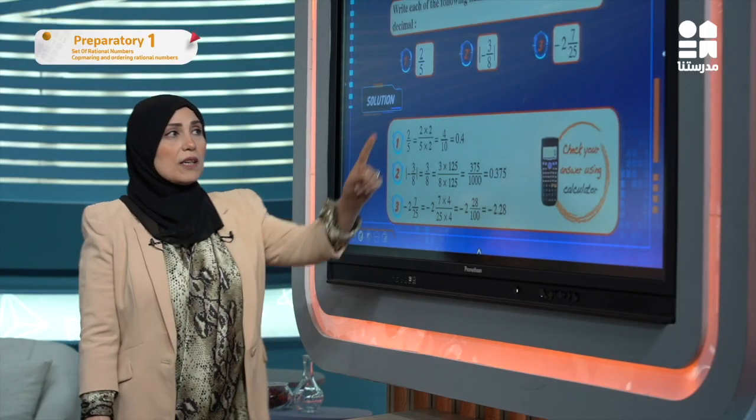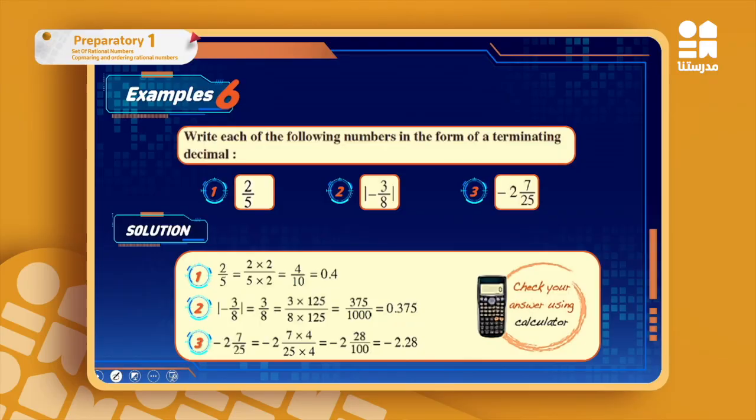The last one is negative 2 and 7 over 25. I think you can do it now. 25, I can multiply it by what to get 100? It's very easy to multiply by 4. And also we have to multiply the numerator by the same number, which is 4. So it becomes 7 times 4 and 25 times 4. We can ignore the negative 2 now. Keep it as it is. Don't touch it. We are just working on the fraction. So here we have negative 2 and 28 over 100. 2 zeros, so 2 decimal places, 8 and 2.